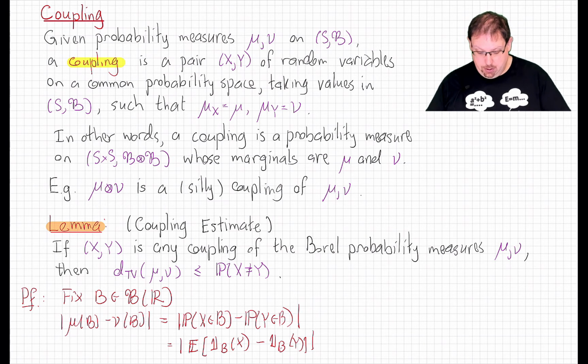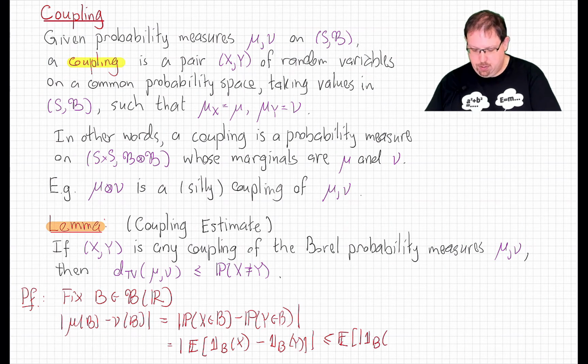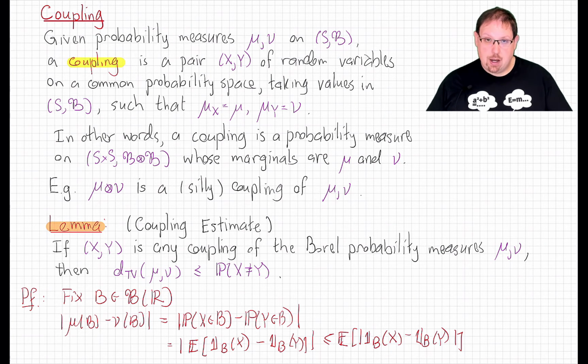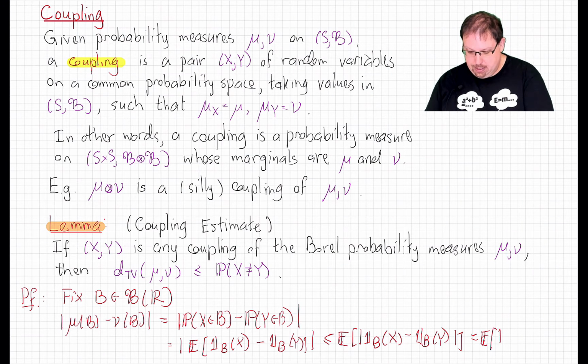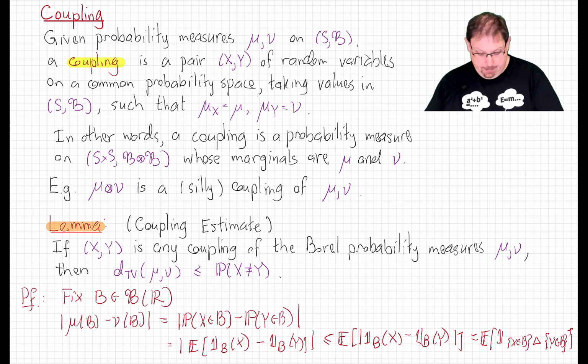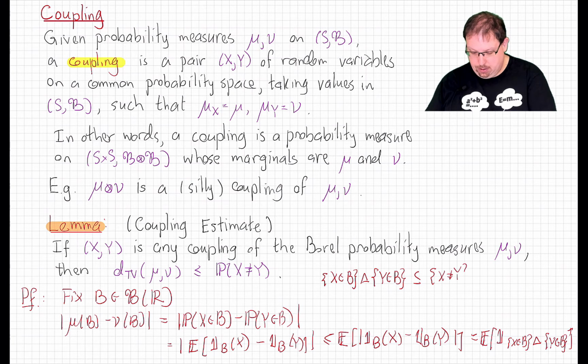We use the triangle inequality for integrals to write that as less than or equal to the expected value of the absolute value of the difference between those two indicator functions. Now, we've seen before that if we take the absolute value of the difference between two indicators, that is the indicator of the symmetric difference between those two sets. Now, for any set B, the symmetric difference between the sets x in B and y in B is certainly contained in the set where x is not equal to y.